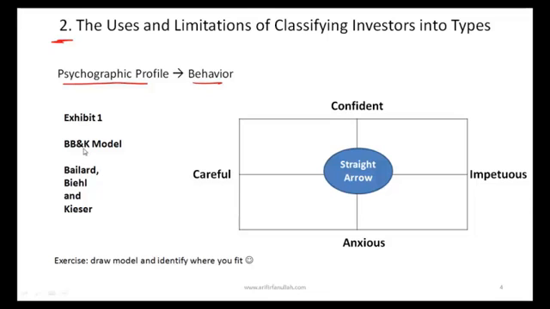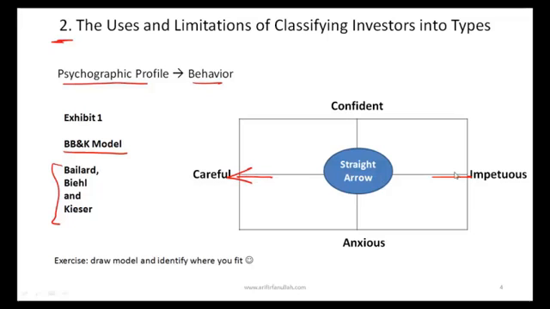The first thing we are going to look at is the most basic and probably one of the oldest psychographic profile models, which is called the B, B, and K model, based on the 3 folks, Bailard, Beale, and Kaiser, who came up with this model. So the idea is this: when you evaluate people, you evaluate them along 2 dimensions. One dimension is this careful versus impetuous direction. So on the left, we have people who are extremely careful.